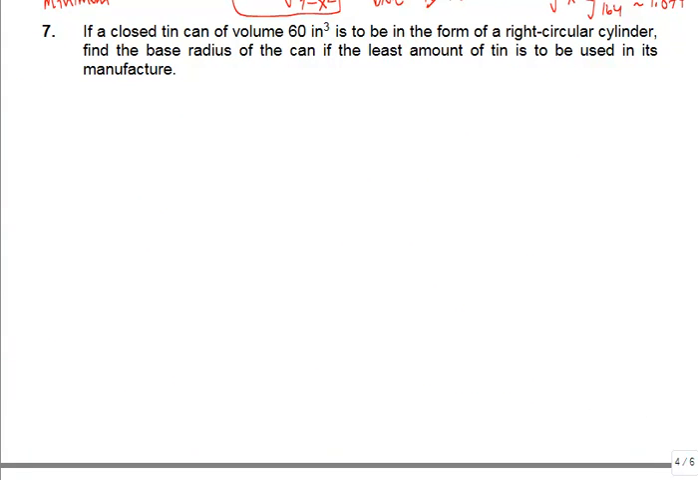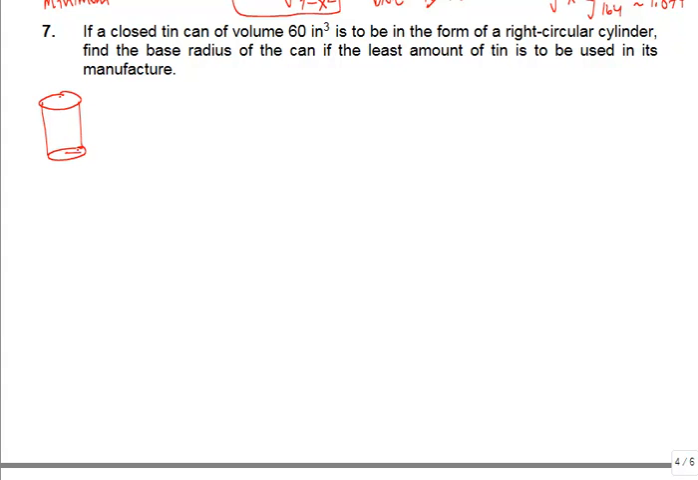This is the infamous can problem. So here, if we have a closed tin can of volume 60 inches cubed, it's to be formed in the shape of a right circular cylinder. We want to find the base radius of the can if the least amount of tin is to be used in its manufacture. Okay, so we've got a right circular cylinder.